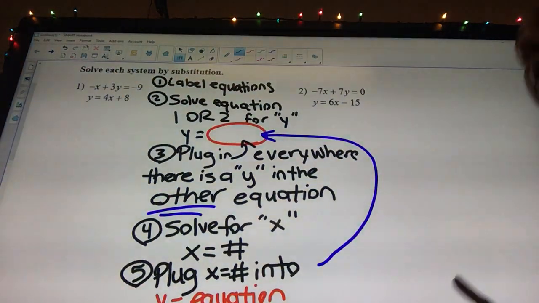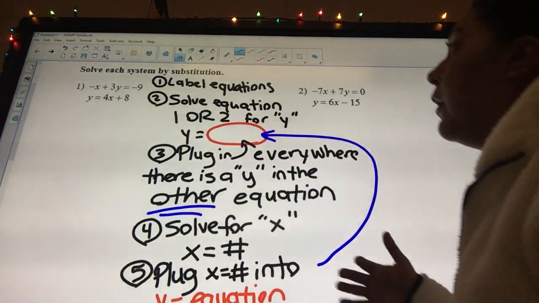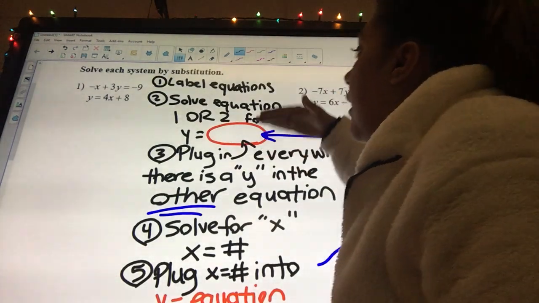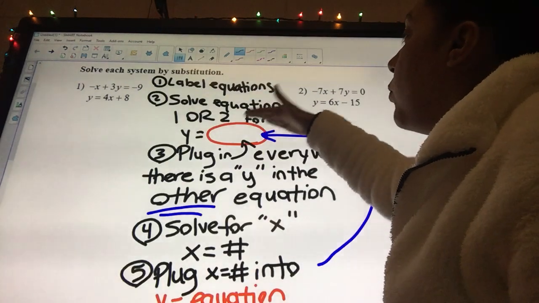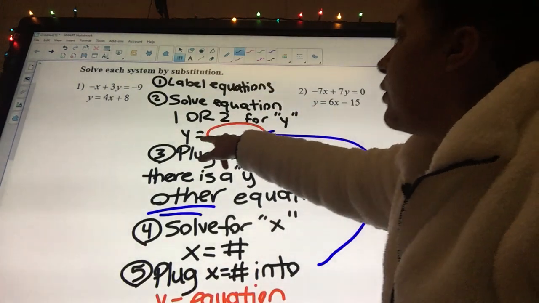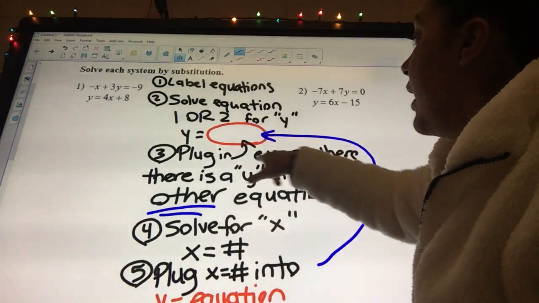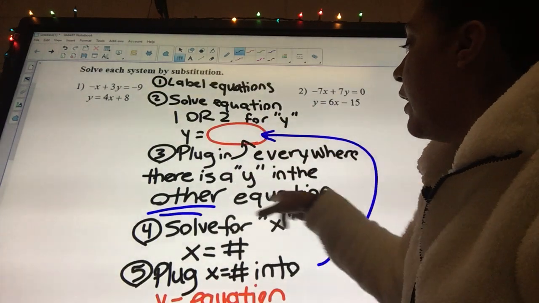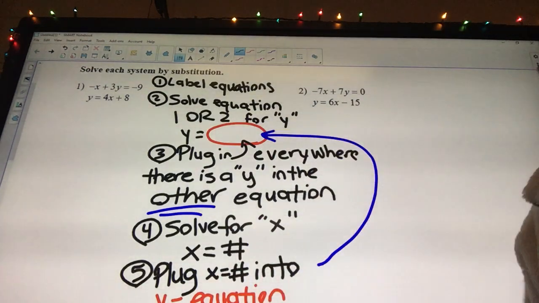By that I mean the directions need to make sense to you. The steps need to make sense to you. So label equations, solve equation 1 or 2 for y, and you're going to end up with y equals and this stuff. Plug in this stuff everywhere there's a y into the other equation. Solve for x, and then you're going to plug that back in.